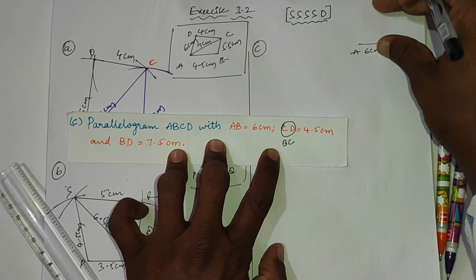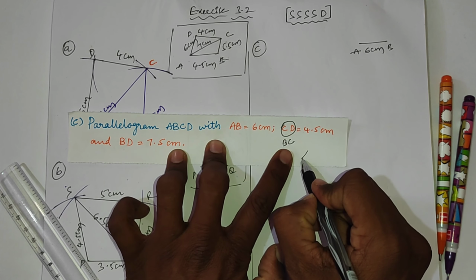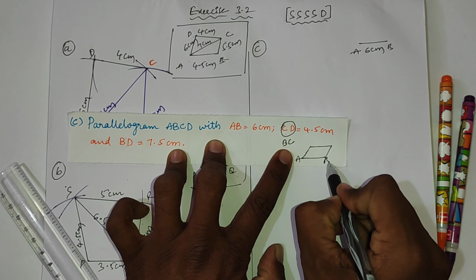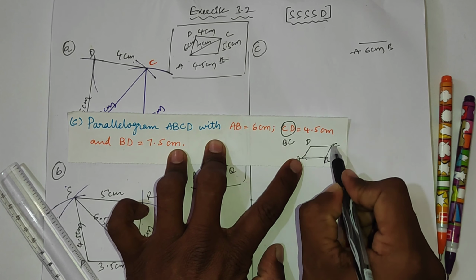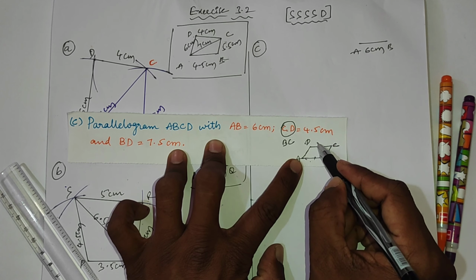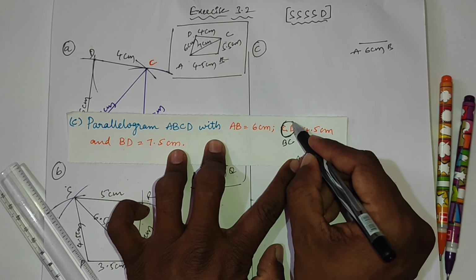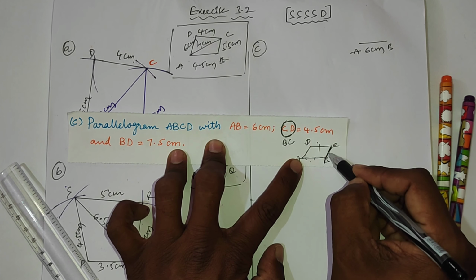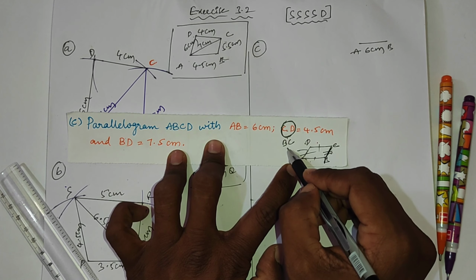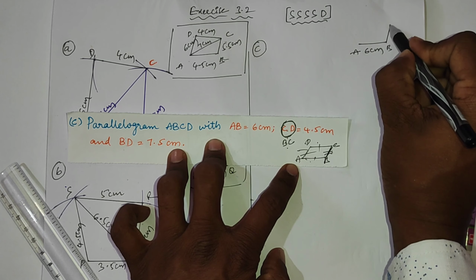Okay, because if you draw a parallelogram ABCD, you know AB is parallel to CD, so these two lengths will be equal. These two are given, so we are changing this one and considering it as BC. Then these two sides are equal. That's why we are considering this one as BC.